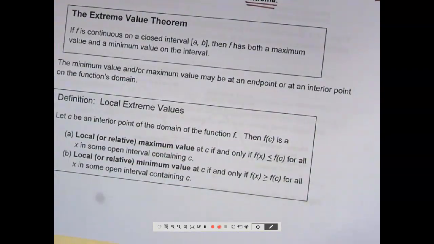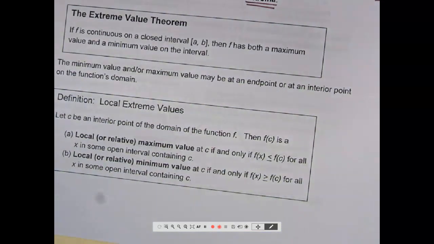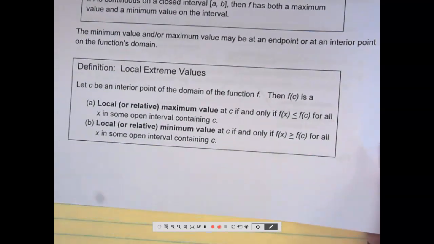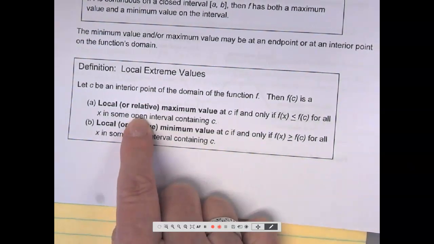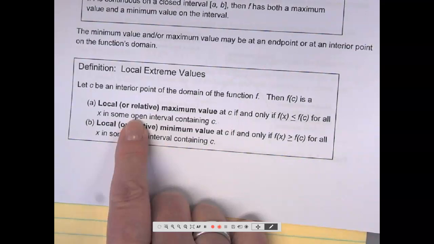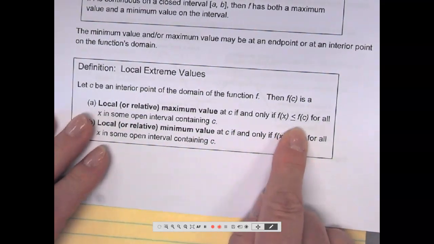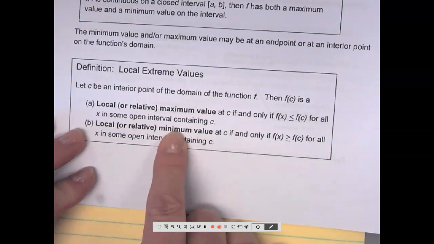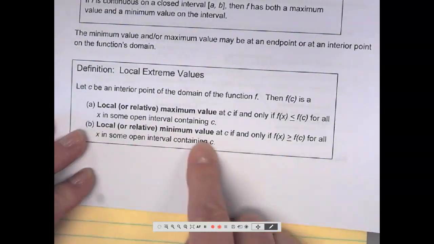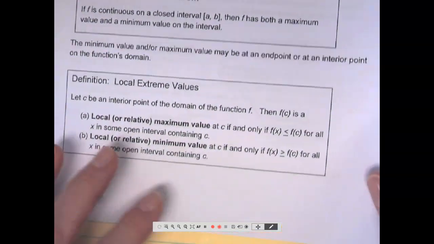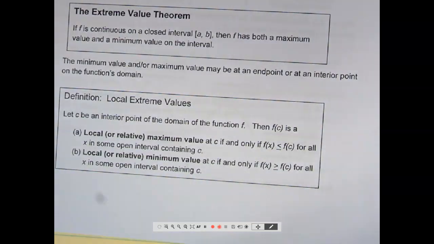So local means like in its neighborhood, it's the highest point. In its neighborhood, it's the lowest point. So locally, it is the highest or lowest, but it's not the absolute highest or lowest. Okay? So that's what local means. Sometimes we also call them relative, and I will use both terms interchangeably. So local or relative maximum, if and only if f of x is less than or equal to f of c for all x in some interval. Means like in the general area of. Local minimum, same thing. So it's just saying in a particular region, it's the highest or lowest, not necessarily the absolute. Okay?